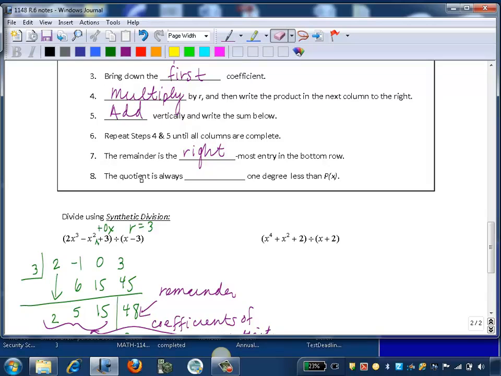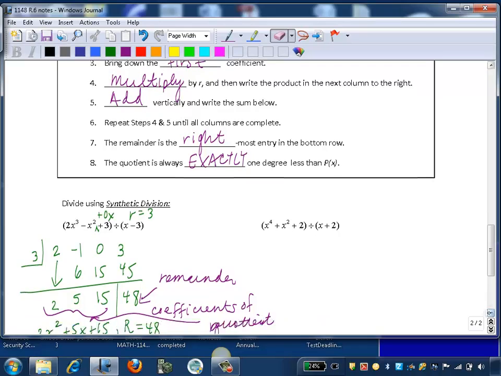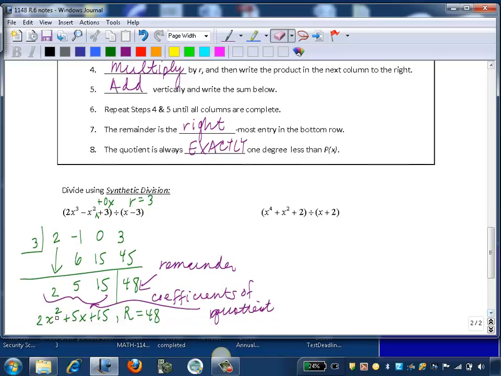And we know that the quotient, the answer to our division problem with synthetic division, is always exactly 1 degree less than p of x, than the original dividend. So if you divide a cubic using synthetic division, you're going to depress the degree, go down by 1 in the degree. To get your answer, it'll be squared. If you started with an x to the 4th, it would go down to x cubed. Now I'd like you guys to try this one on your own.